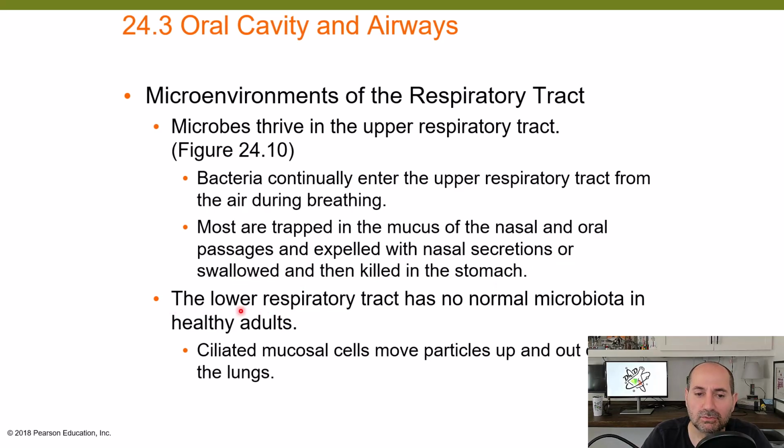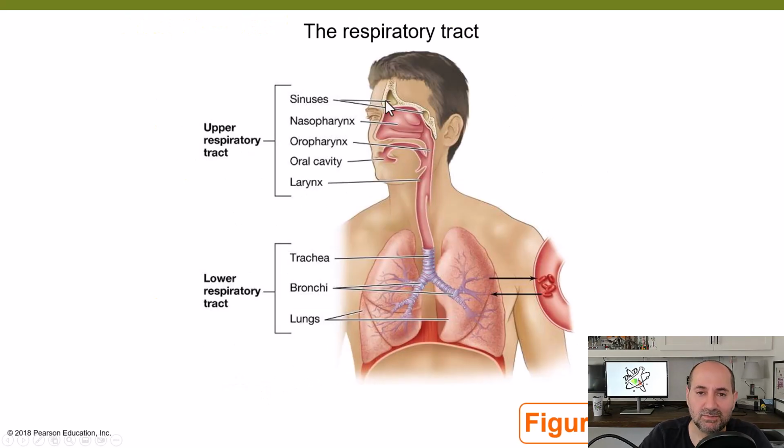The lower respiratory tract, on the other hand, this includes your lungs, has no normal microbiota in healthy adults. Why? Because a ciliated mucosal layer, known as the mucociliary blanket, will move particles up and out of the lungs. So here, let me make it clear here. This is known as your upper respiratory tract. It spans from the sinuses down to the larynx, including the nose and sinuses. All of this is known as your upper respiratory tract, and you have several microorganisms in the upper respiratory tract.